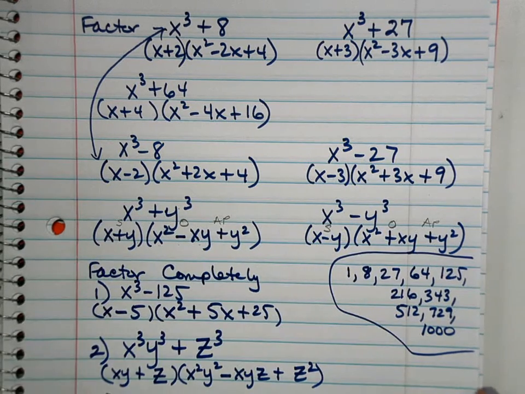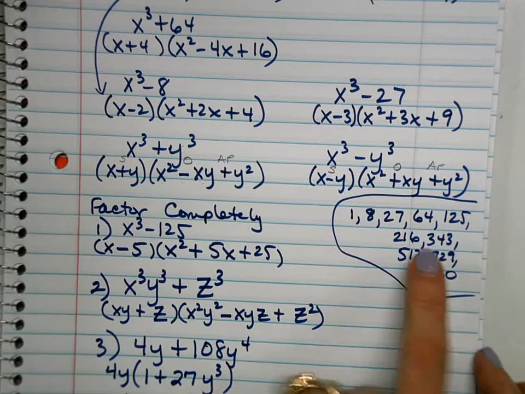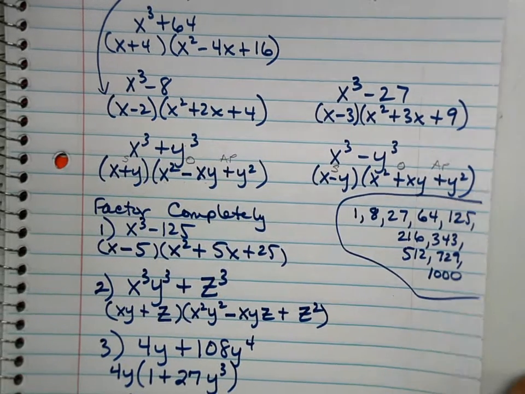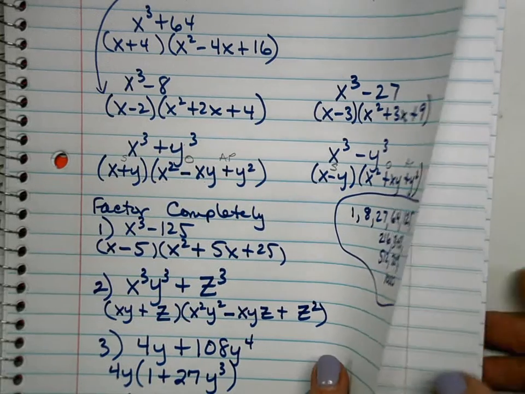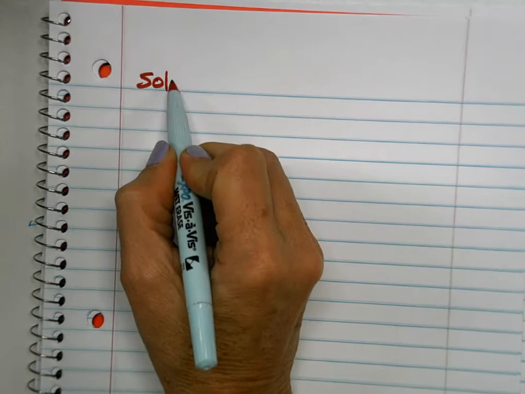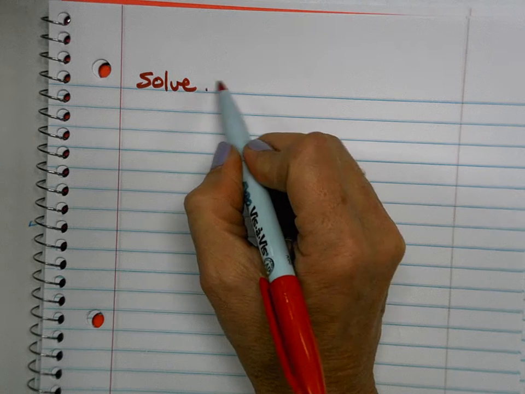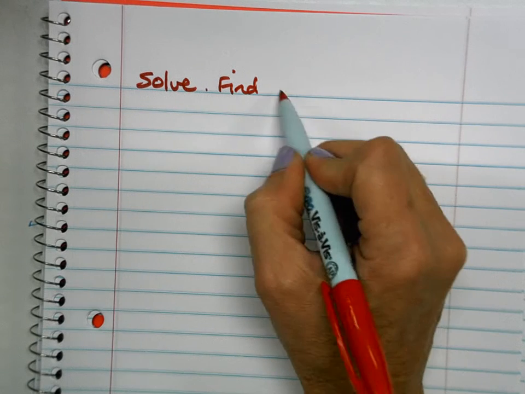Okay, so we did a bunch of factoring. We listed a bunch of perfect cubes, just reviewing all that. And then all we're going to add now is solve. And it's pretty simple. If I asked you to solve, and let's review the factoring as we solve here now, and find both the real and the imaginary solutions, okay? So you've already done the factored form part. We're just going to find the real and imaginary solutions.